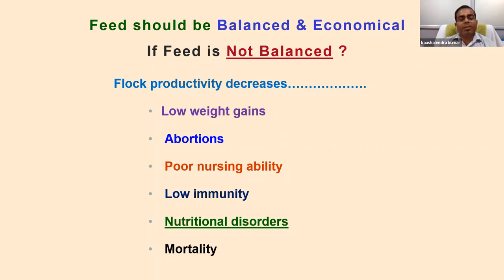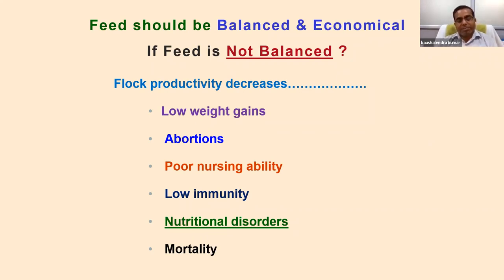If immunity is better in the herd, then the performance of the animal will be more and farmers will get better income. Several nutritional disorders or nutrition-related problems will arise in those farms where the farmers have not supplemented a balanced ration. There are different nutrition-related or feed-related problems. I will discuss in detail, one by one, what those problems are which are associated with the feed.